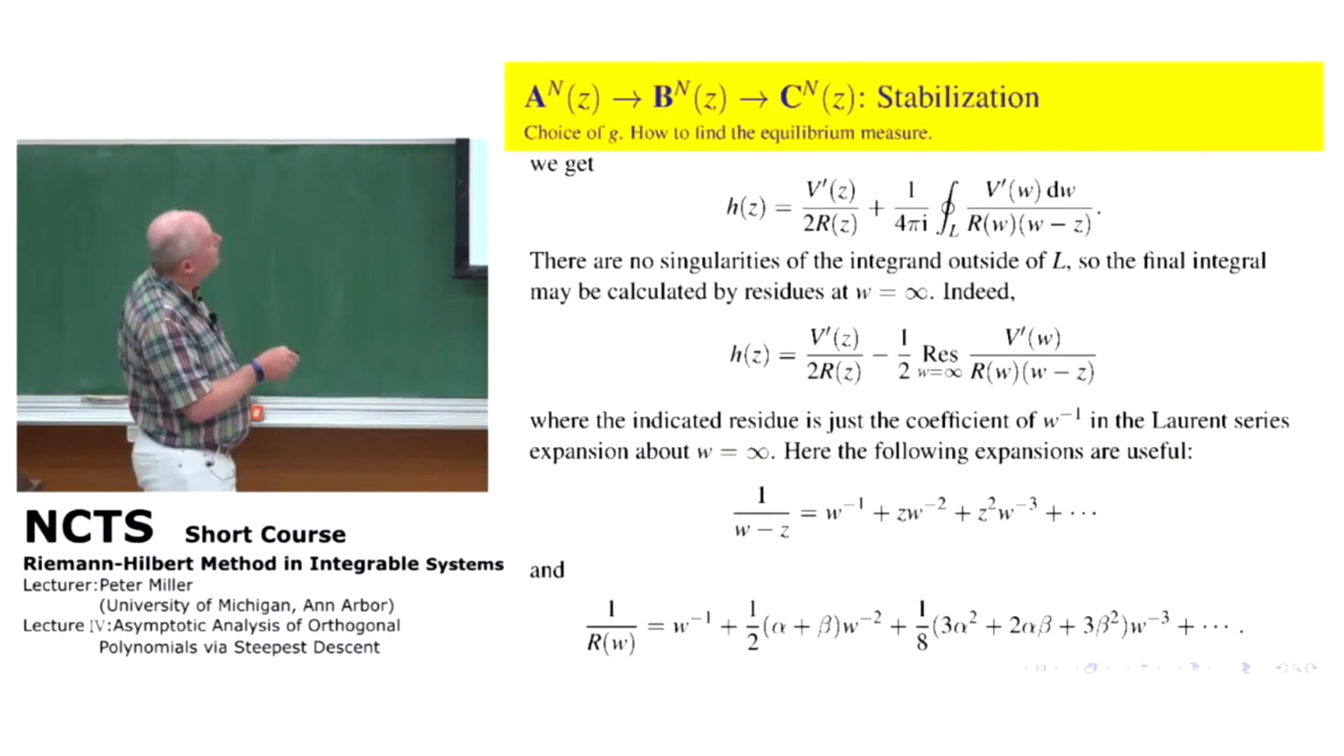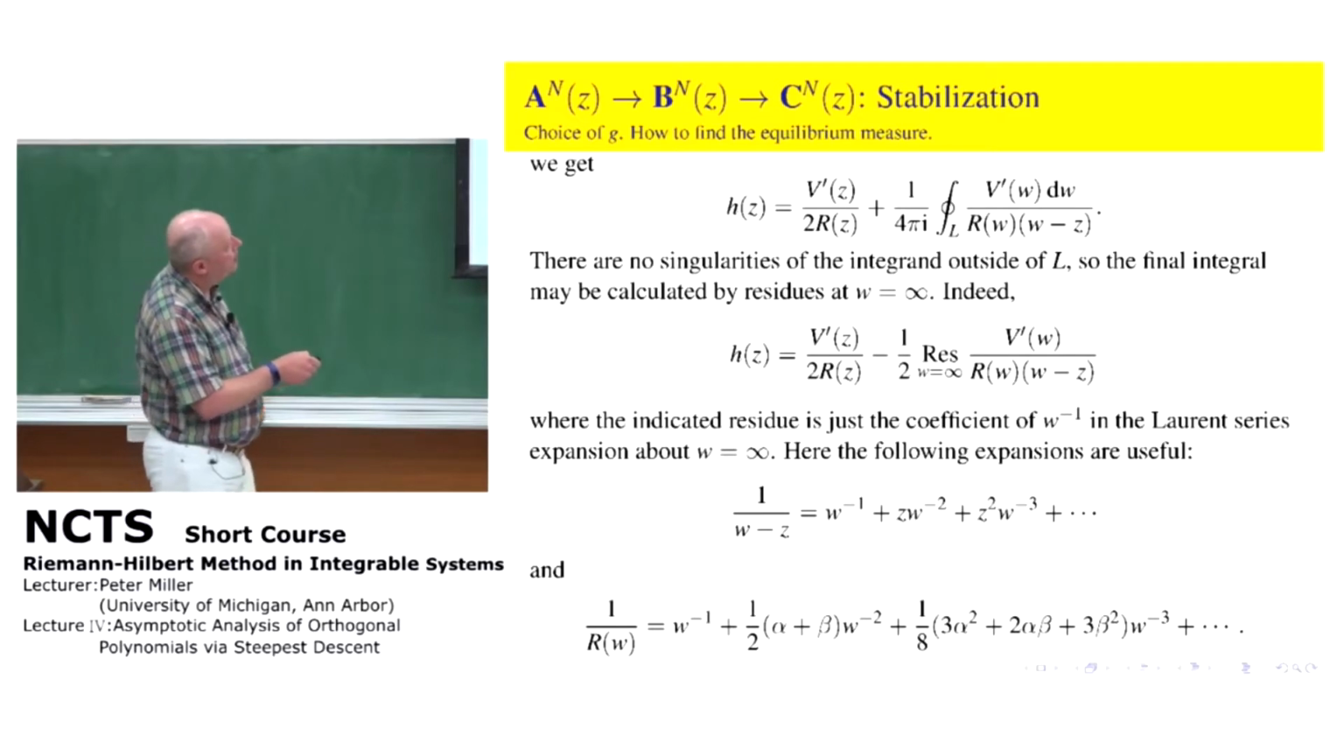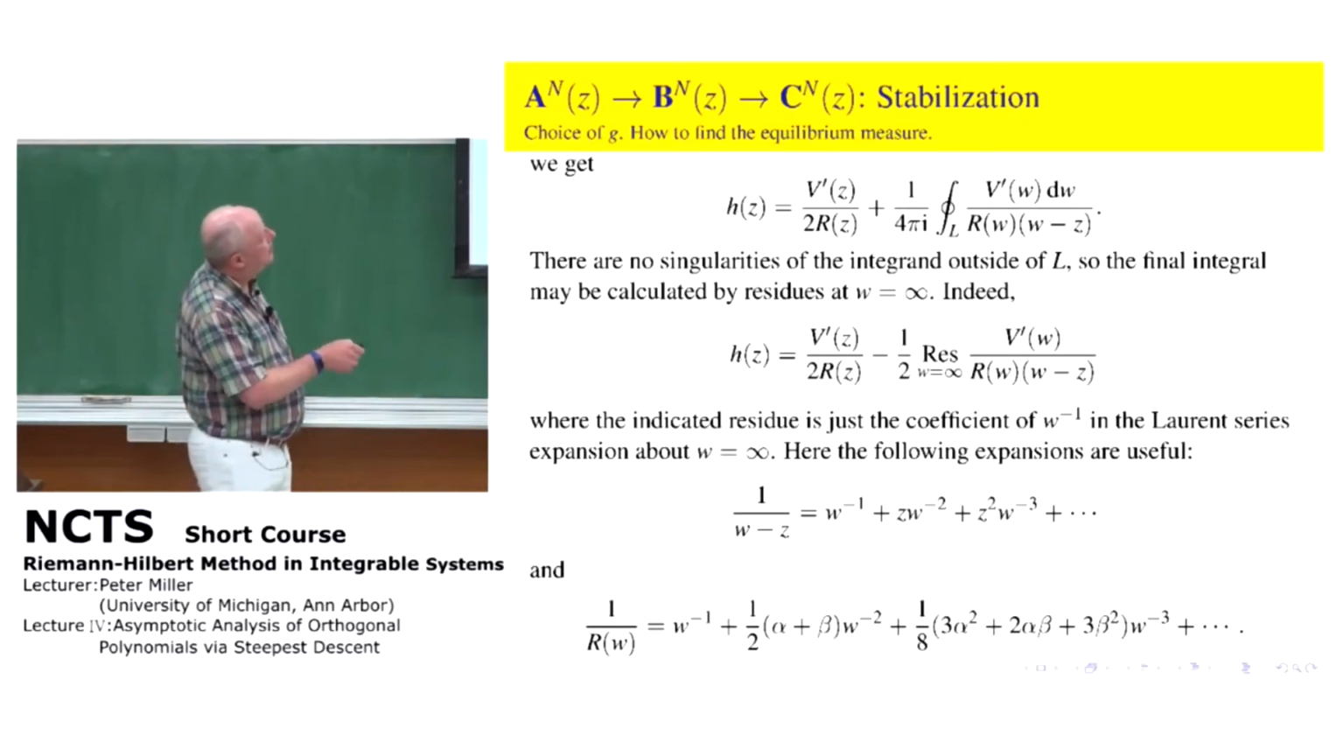So here's the residue part. This is evaluating the residue at x equals z. And this is the part left over, the integral over L. But again, v is an entire function, so there are no singularities of the integrand at all outside of this loop L, so we can compute this integral also by residues.